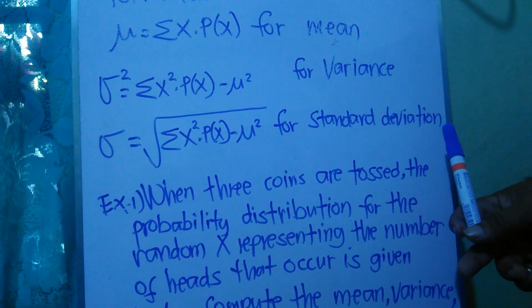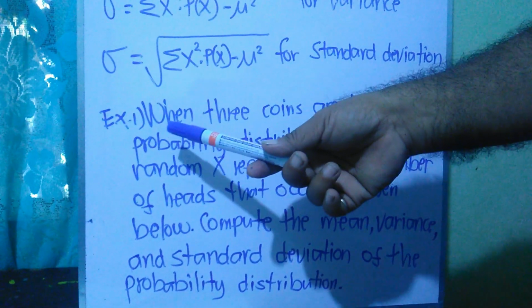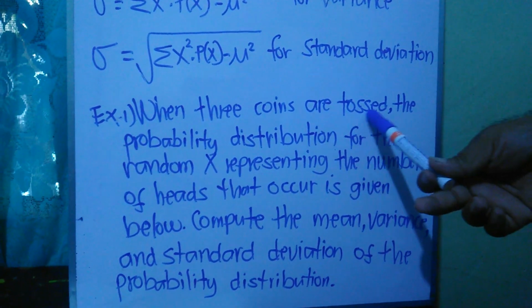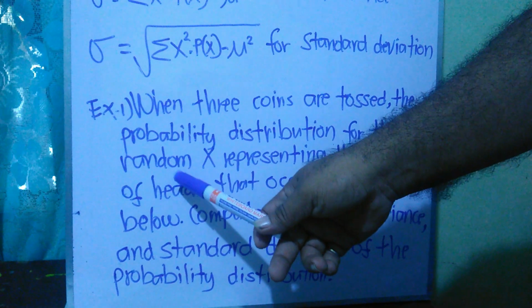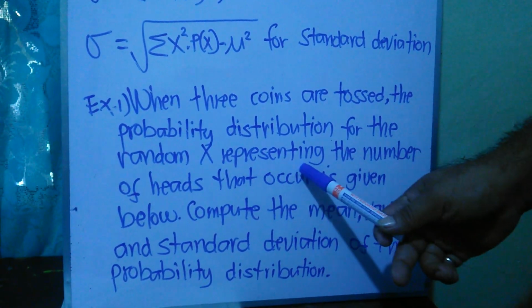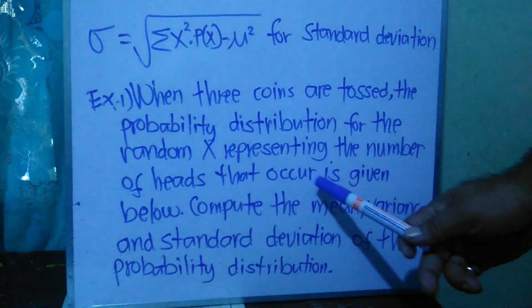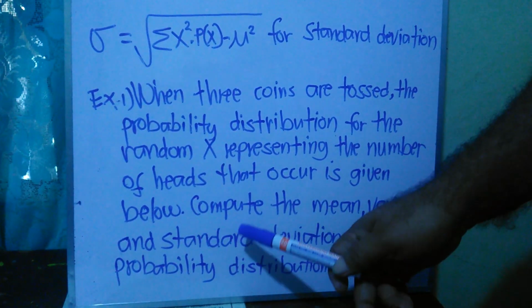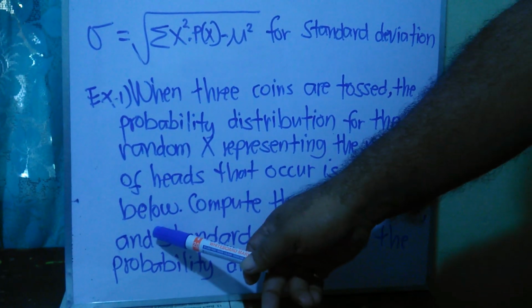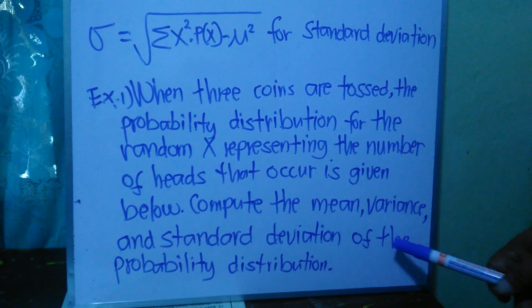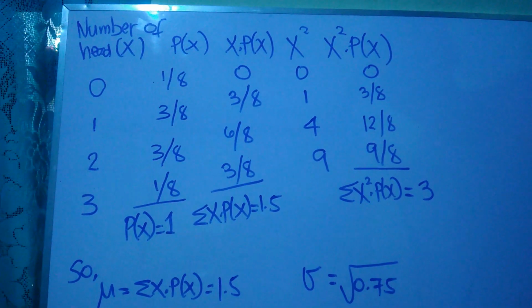Okay, so example number one: when three coins are tossed, the probability distribution for the random variable x representing the number of heads that occur is given below. Compute the mean, variance, and standard deviation of the probability distribution. Okay, so this is our table.